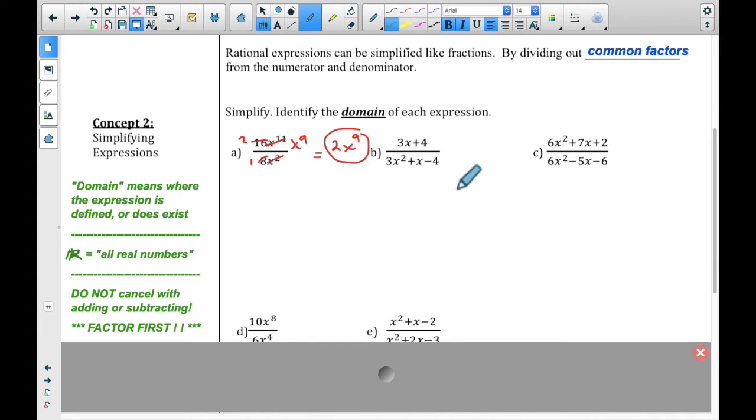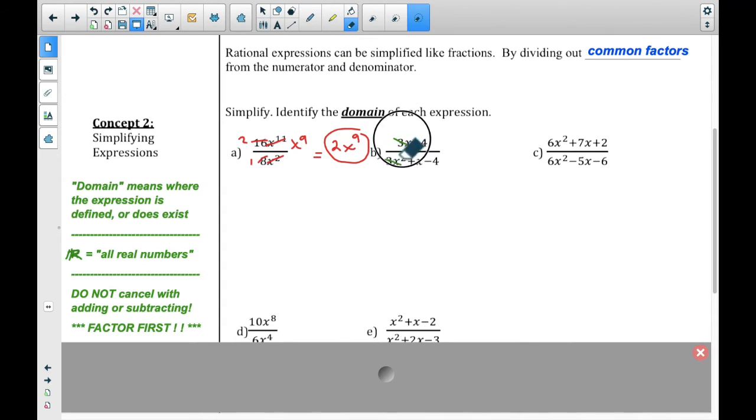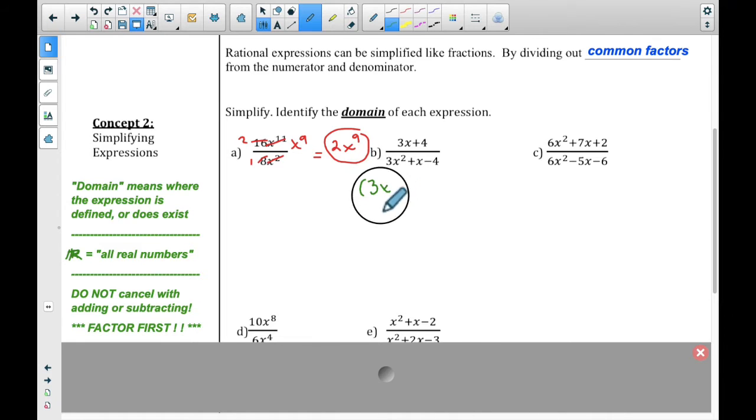Does anything cancel out? I'm not sure. So first of all, let me tell you, do not cancel this 3x and this 3x. That does not work that way. That's not how things cancel. The way things cancel is we factor them. So I'm going to look at this denominator and see, can it be factored? What I really want to know is not only can it be factored, but can it cancel with this? So in other words, maybe try that 3x plus 4 to see if it can cancel.